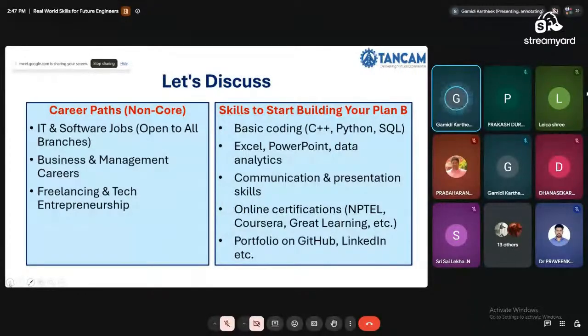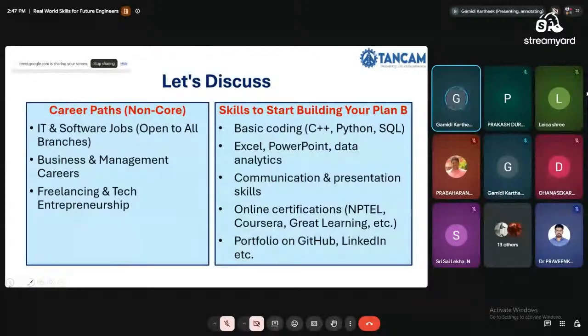You should have a couple of online certifications. There are many platforms which we are going to discuss in the next slides, where I will show you some of the free learning sources. And then you should build a portfolio, and you should use your social media very effectively. We will discuss social media also a little later. So these are the plan B skills. You can call them plan B skills.